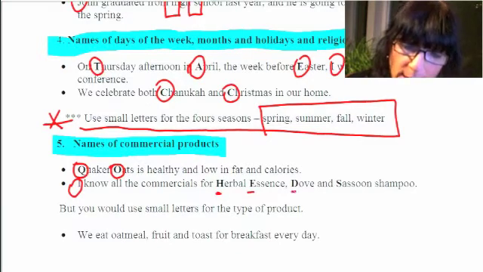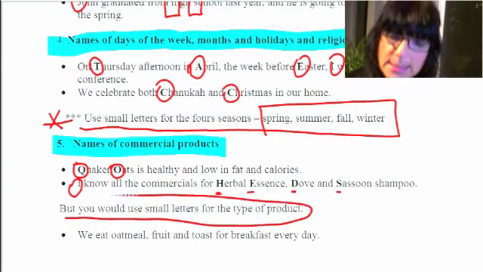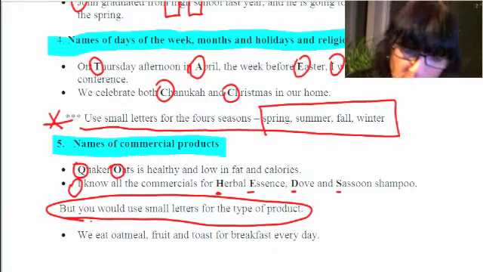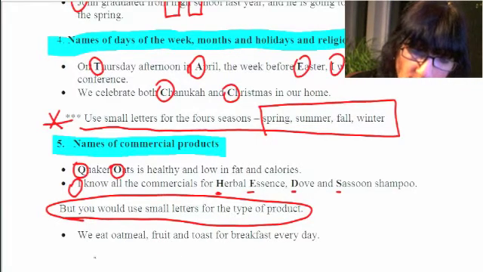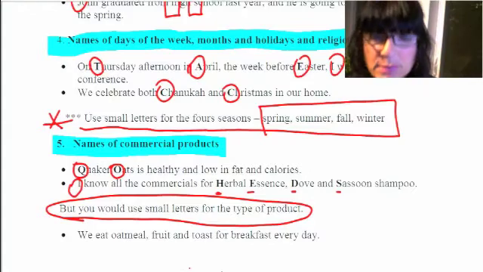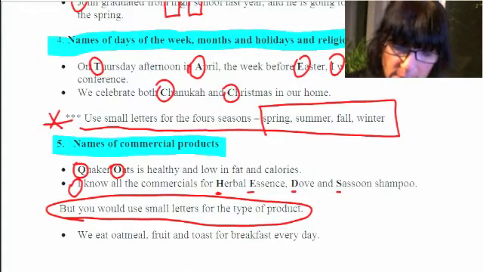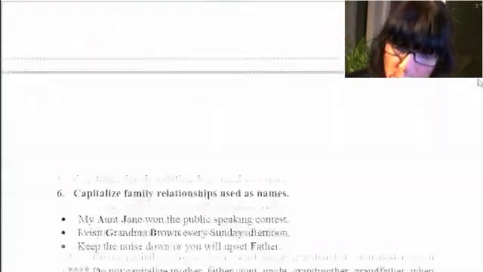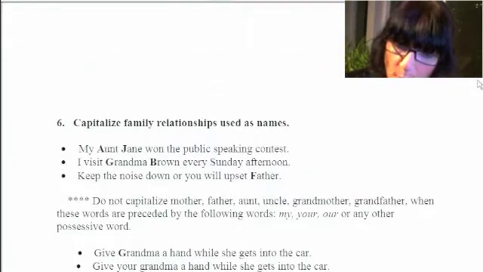These are all names of commercial products. Herbal Essence is one, Dove, the D, and the S in Sassoon. However, you use small letters for the types of product. So these aren't product names in this example. We eat oatmeal, fruit, and toast for breakfast every day. No capitals because it's not the actual commercial name of the product. So therefore, you would just use the small letters and not the caps.